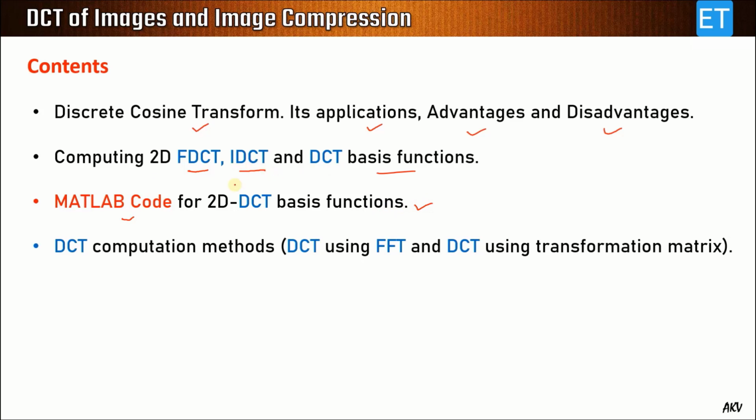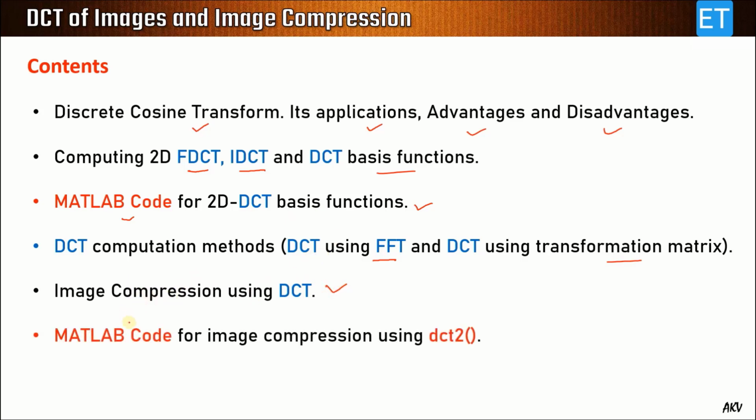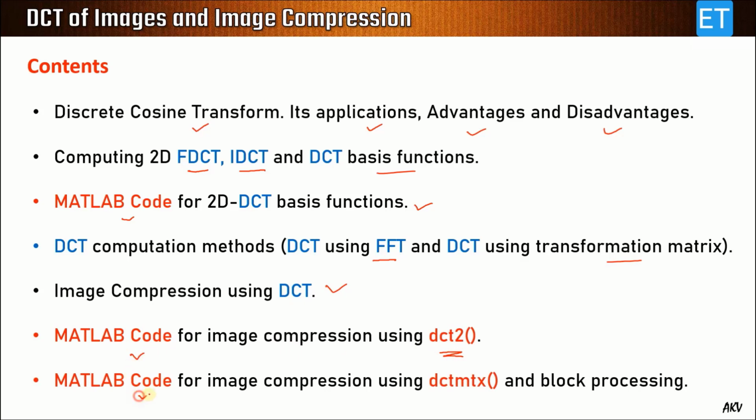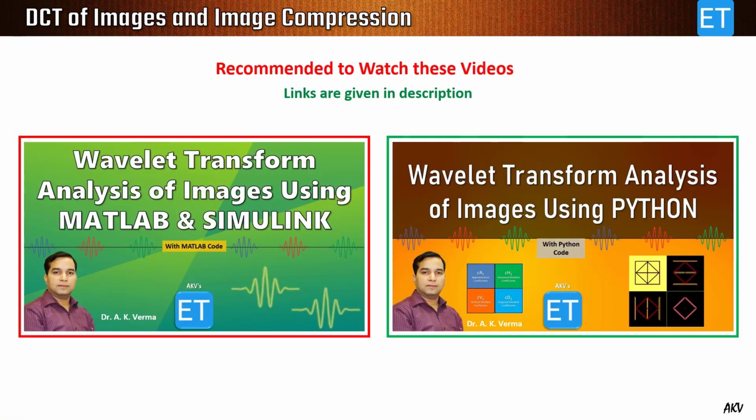And then I will explain the two methods which will be used to compute the DCT. The one is utilizing the FFT, and the second one is utilizing the transformation matrix. After that, I will explain how image compression is achieved using discrete cosine transform. Then I will explain the MATLAB code that will be used to compress an image using MATLAB's DCT2 function, followed by the MATLAB code for image compression that will utilize the dctmtx MATLAB function and block processing for achieving the image compression. So let's go ahead.